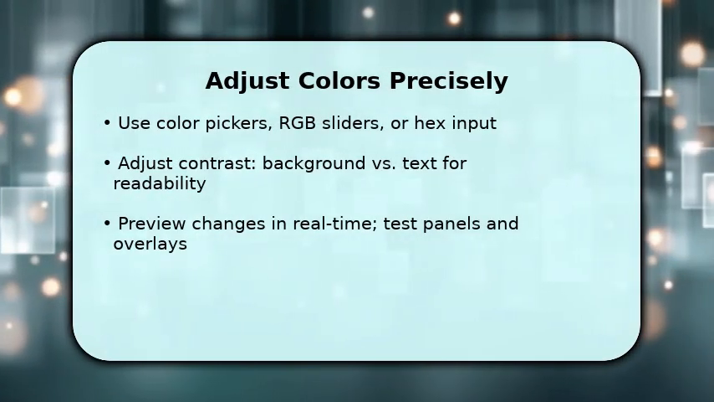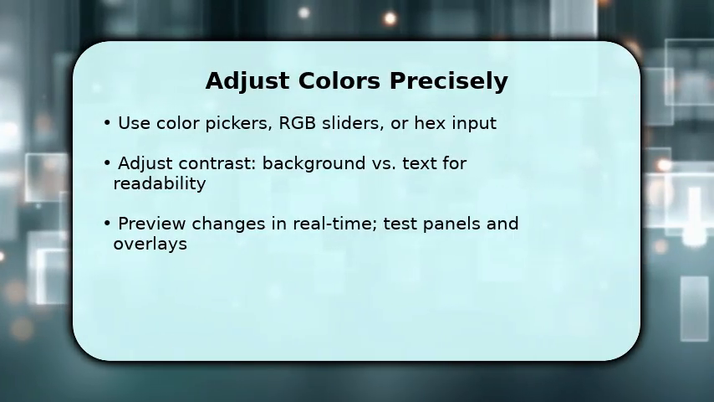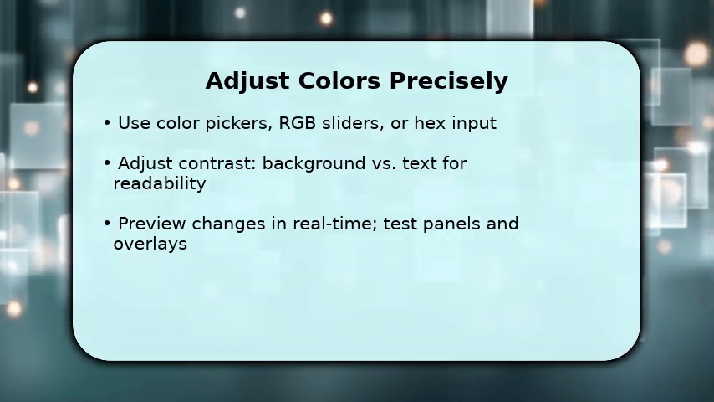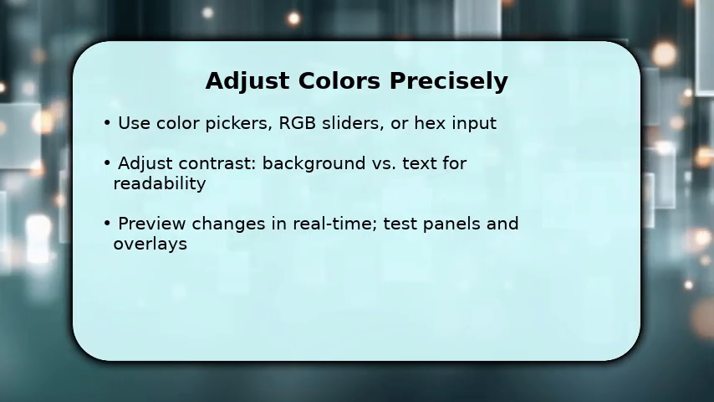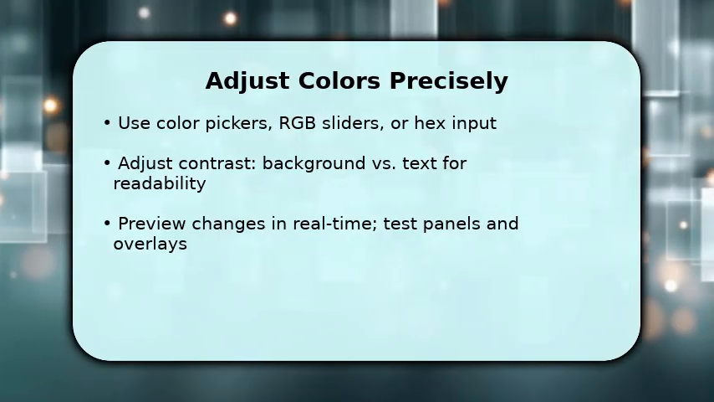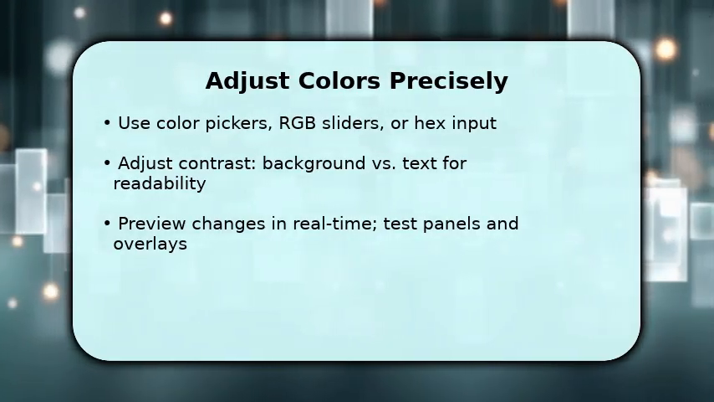Adjust contrast between background and text to maintain legibility. If contrast drops, increase difference rather than changing saturation only. Move through headers, buttons, and accent colors systematically, testing drop-downs and tooltips so nothing breaks visually. Once done, check Theme under different editor layouts to confirm overlays and gizmos.